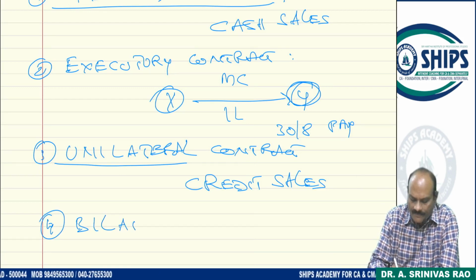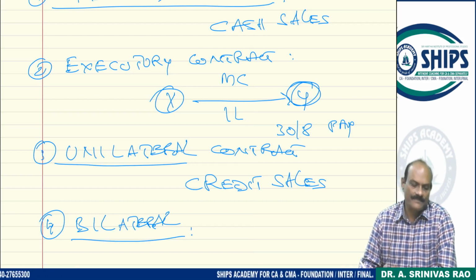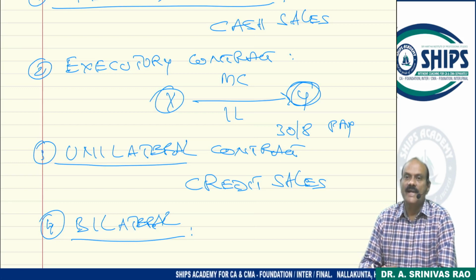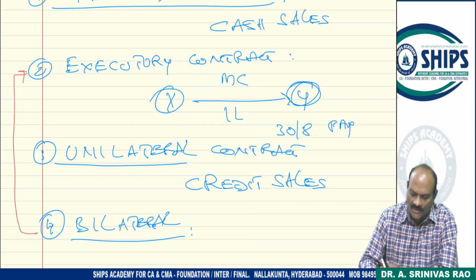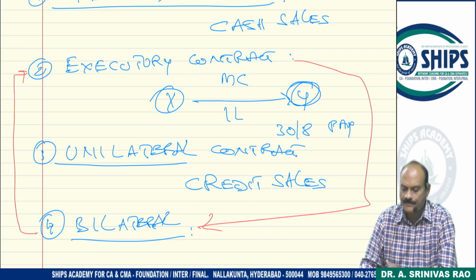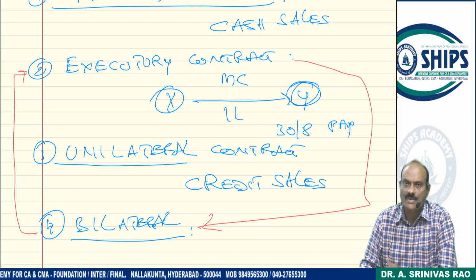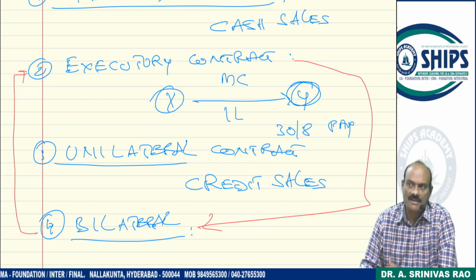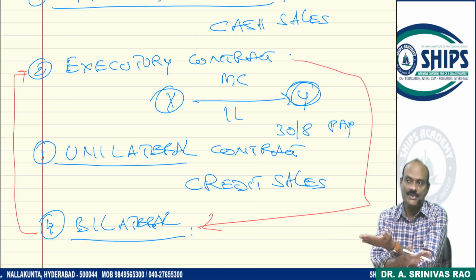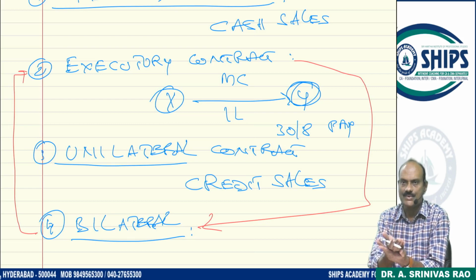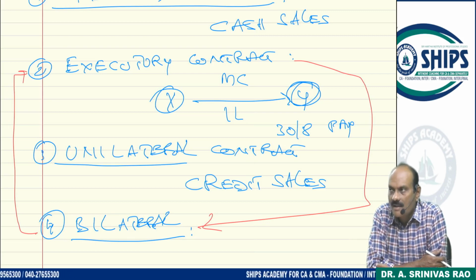Bilateral contract. Bilateral, bi means two. Write down. Both the parties are yet to perform, still to perform their obligations. Friends, remember, executory and bilateral contracts are one and the same. It can be used interchangeably, which means in place of one, the other one can be used. Both are synonymous. Both the parties are yet to perform, still to perform their obligations.